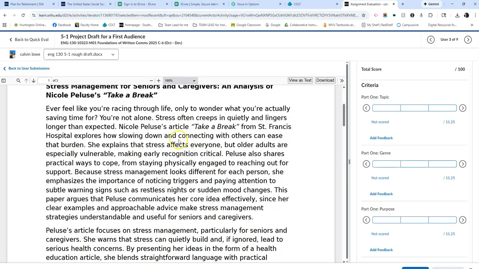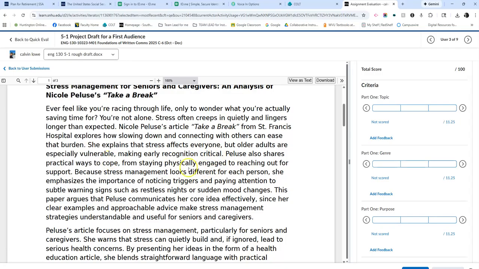So, explores how slowing down and connecting with others can ease that burden, which explains the stress affects everyone, but older adults are especially vulnerable. Pelusi also shares practical ways to cope. Okay, so you're probably providing a little bit more information and details here than you need to. You don't really need to give examples for all these things. You can simply say, she explains that stress affects everyone, especially older adults, because of their cognitive and coping needs. And that would cover all this, right?